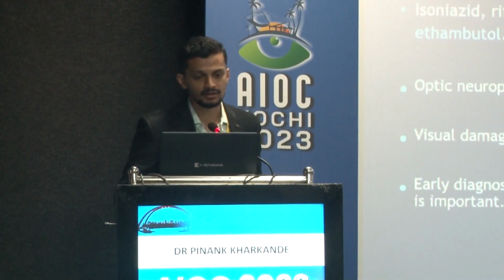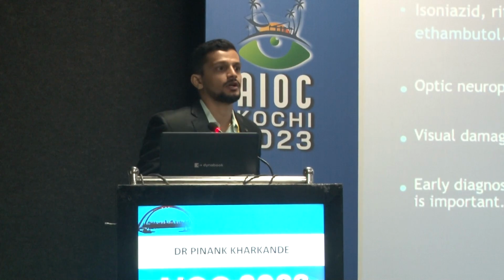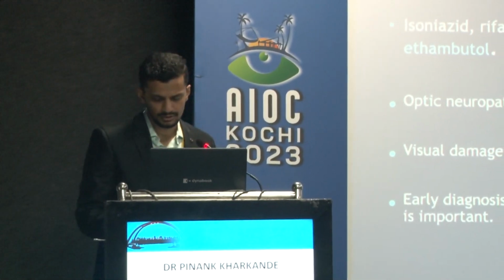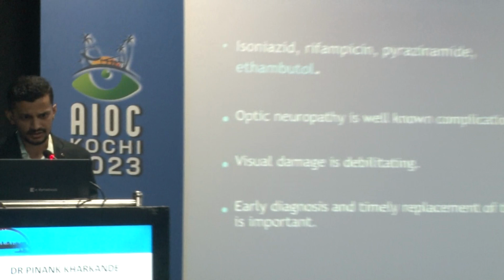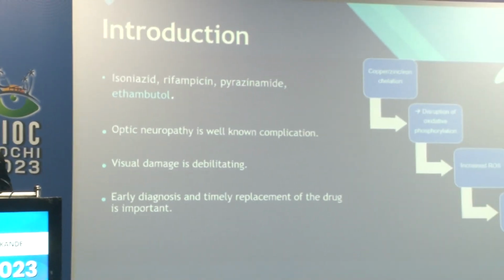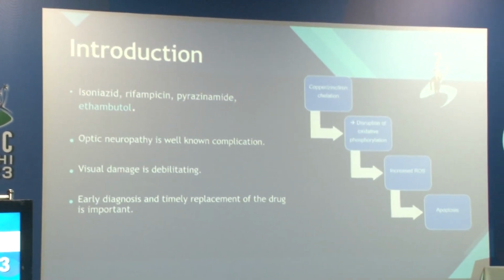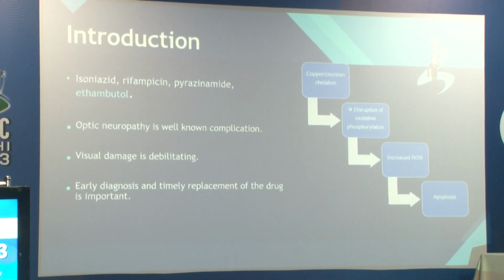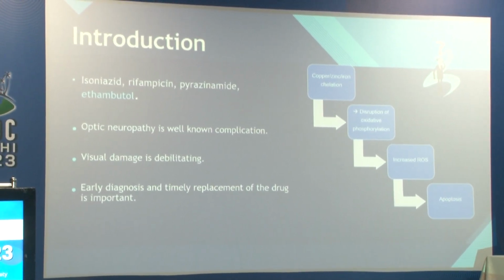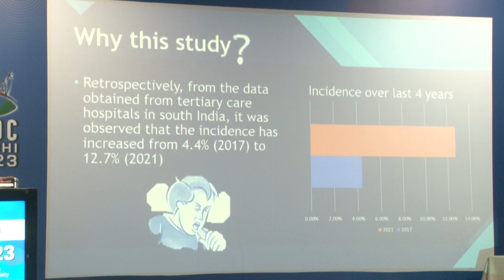Ethambutol-induced optic neuropathy. So why is it a conundrum? Let's discuss. Good afternoon, everyone. As we all know, ethambutol is one of the drugs used in the treatment of tuberculosis. It disrupts oxidative phosphorylation, which increases reactive oxygen species and causes apoptosis of the cells. So why did we choose this study?